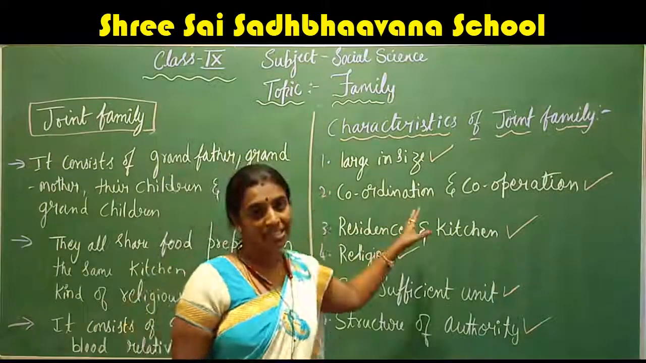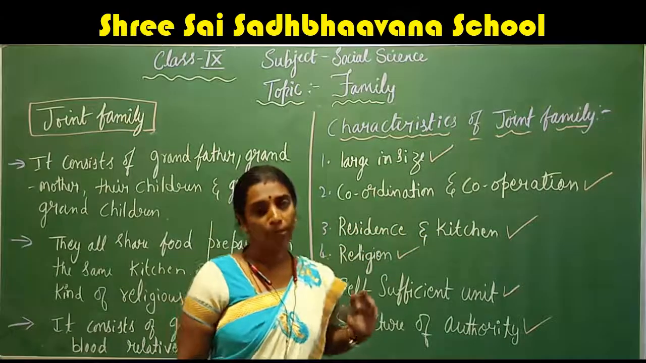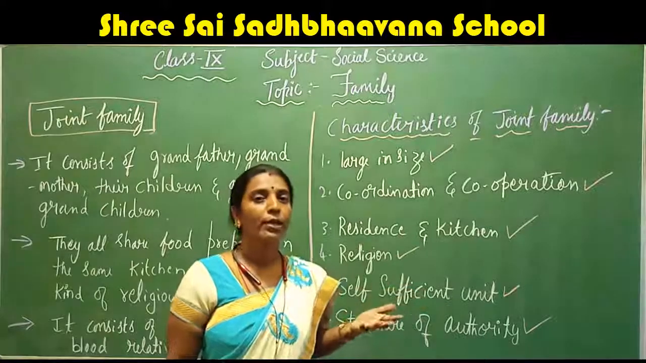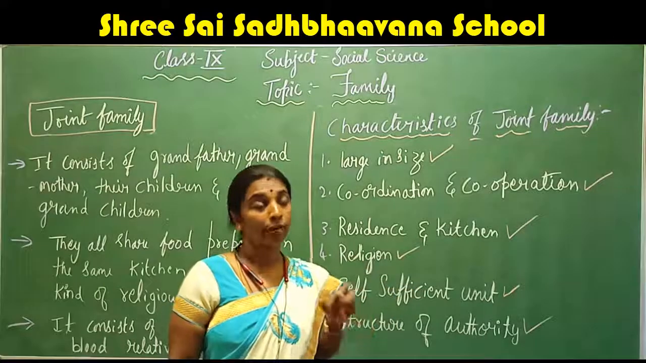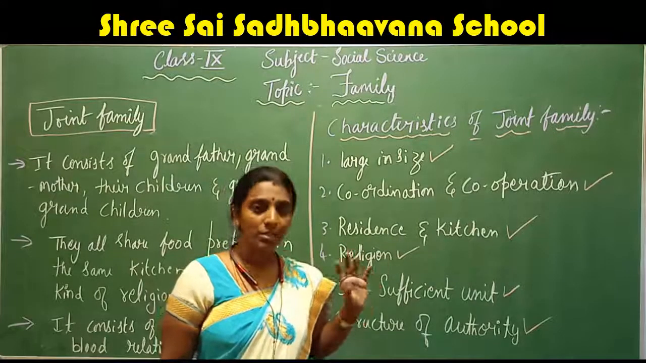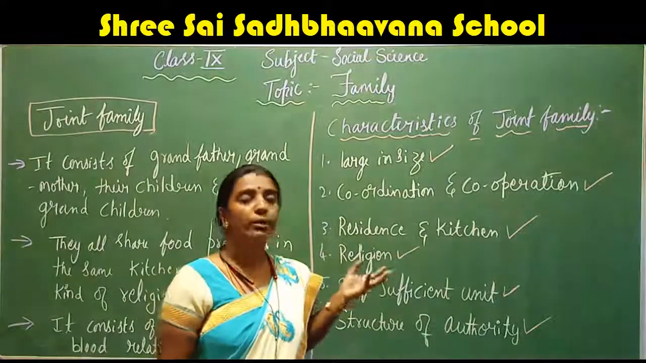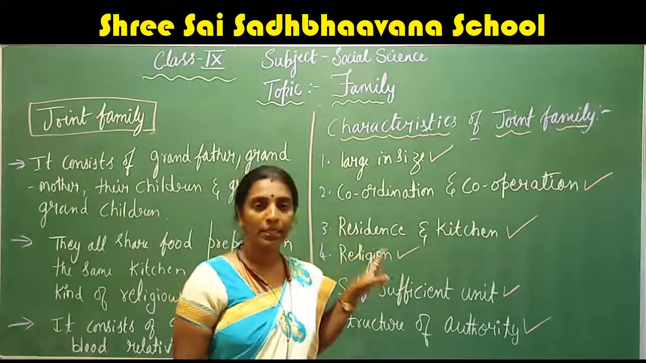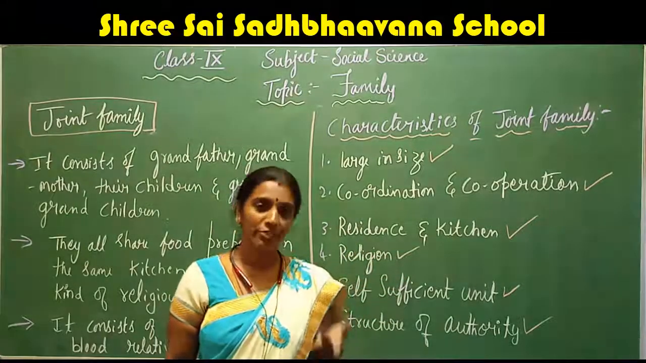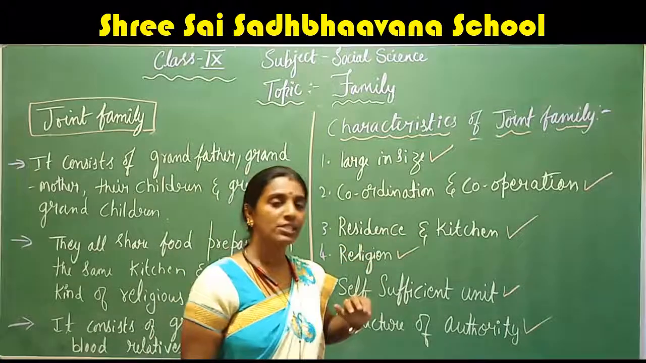The first one is large in size. The members are more, so it is large in size. Coordination and cooperation will be there for day-to-day working, and also in decisions. While the head of the family is taking any decision, he will discuss with other family members. We can also see the cooperation and coordination in the rituals or ceremonies celebrated in their families, and in residence and kitchen.